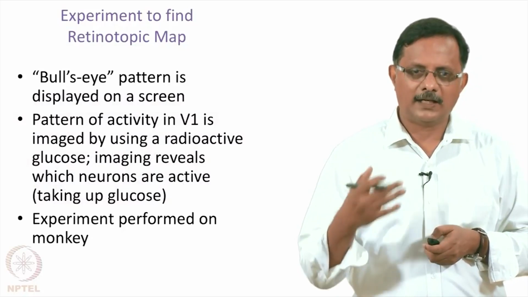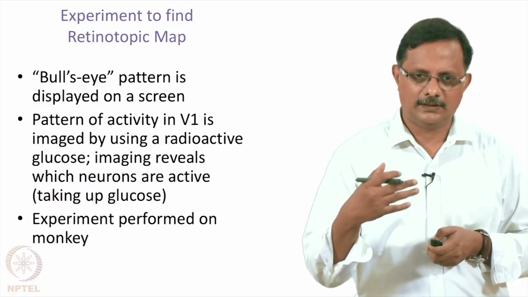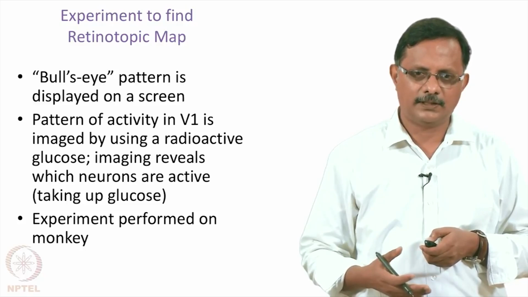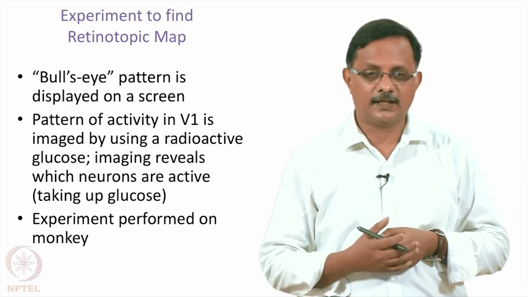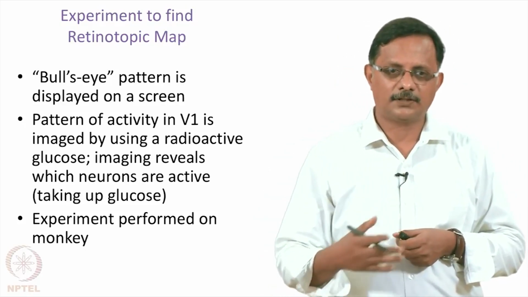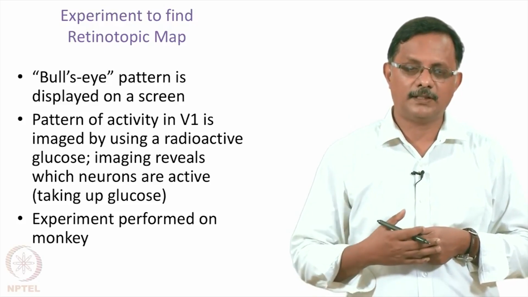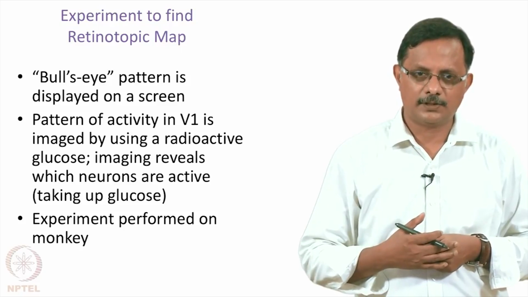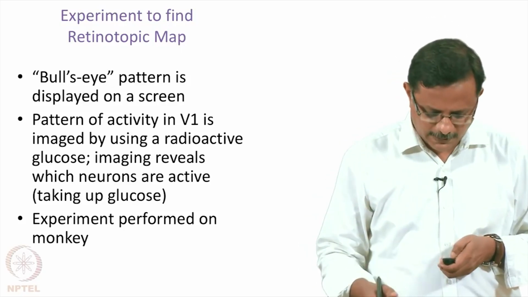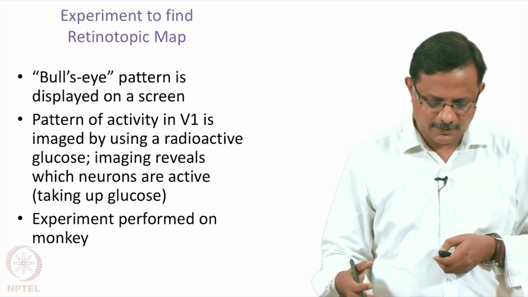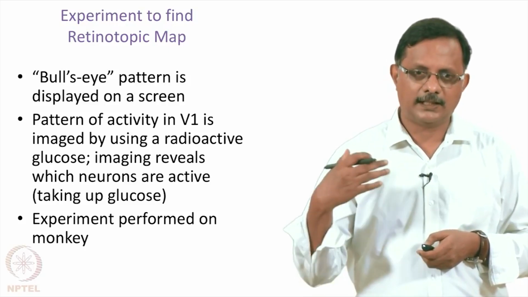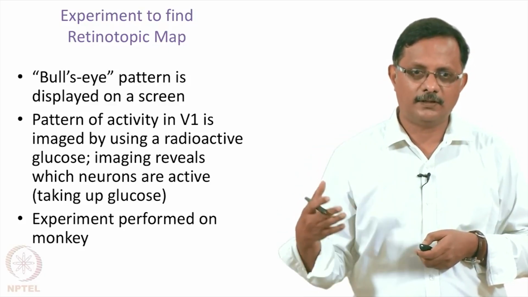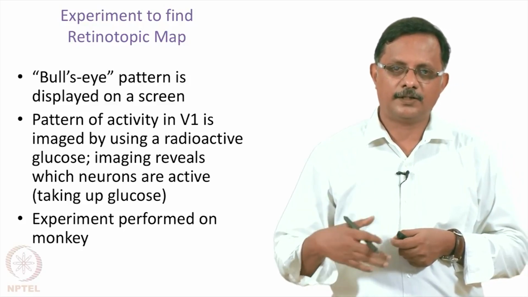So, this kind of black and white picture is flashed in front of the animal. Some of these recordings were taken from monkeys. Monkeys have a very rich visual system which is quite close to the human visual system. So, very often monkeys or primates are used as experimental animals for studying the visual system. This kind of bullseye pattern was displayed on the screen, and the corresponding activity in the primary visual cortex, or V1, is measured using radioactive glucose.